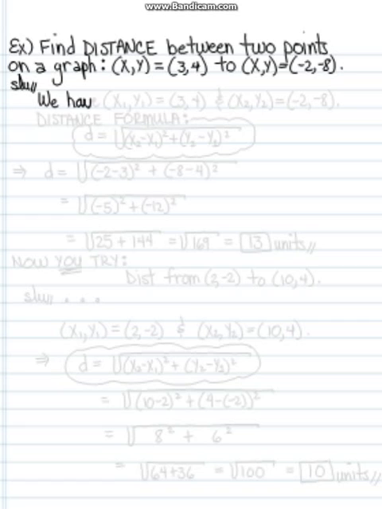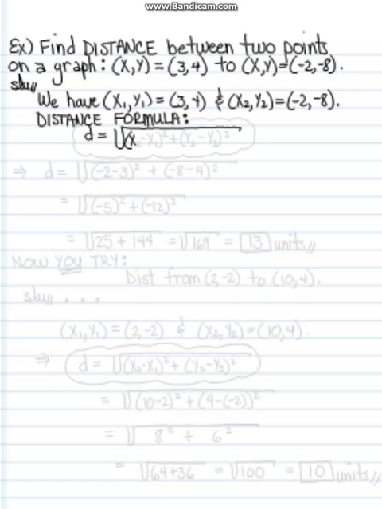We have x sub 1, y sub 1 equal to the first ordered pair, (3, 4), and x sub 2, y sub 2 equals the second ordered pair, (-2, -8). And the distance formula, which we've been studying, is d equals the big square root of parenthesis x sub 2 minus x sub 1 squared plus parenthesis y sub 2 minus y sub 1 squared.